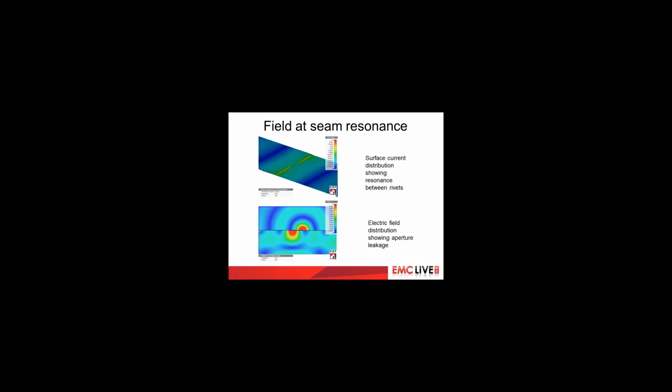By now, you probably noticed I'm quite a big fan of field animations. Again, I think they help check that a model is behaving as expected and give good insight into the underlying coupling mechanisms in EMC problems. In this case, you can see the surface current in the top animation at the seam resonance frequency, and it shows a standing wave along the length of the seam. The electric field animation below clearly shows the incident plane wave and leakage radiating from the seam.